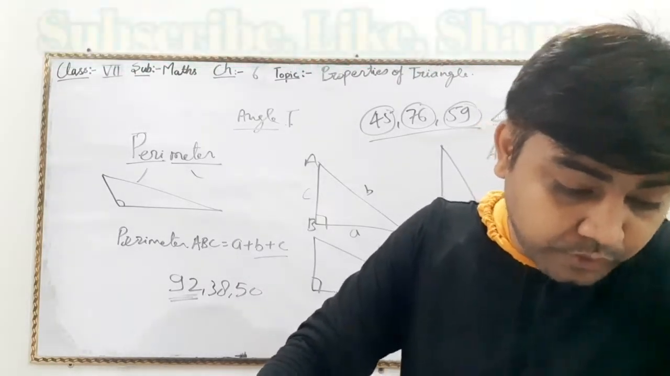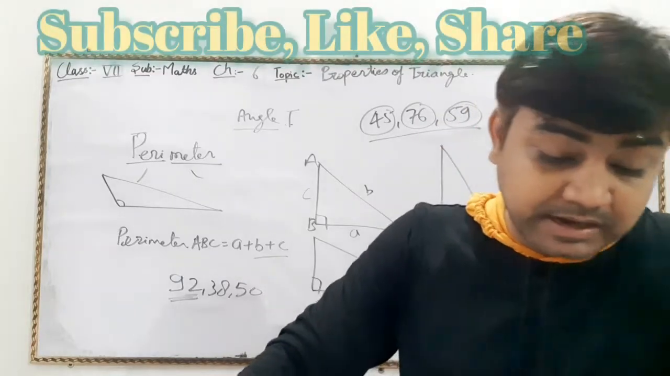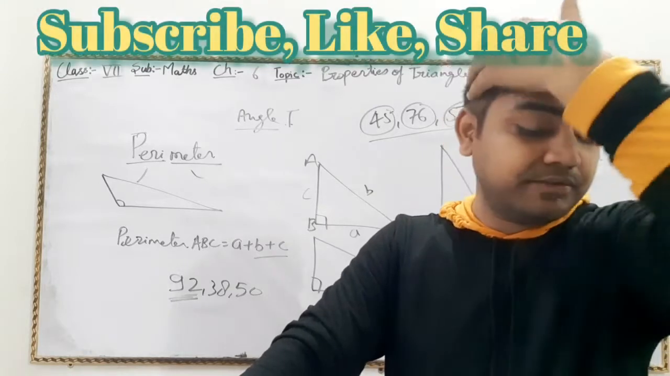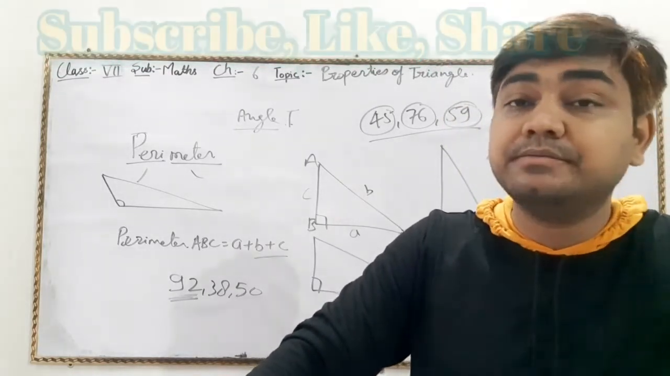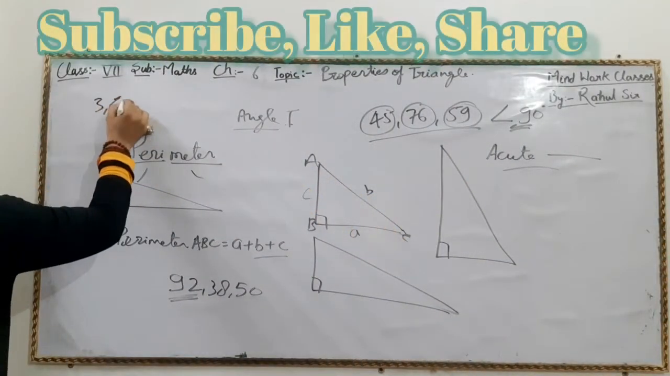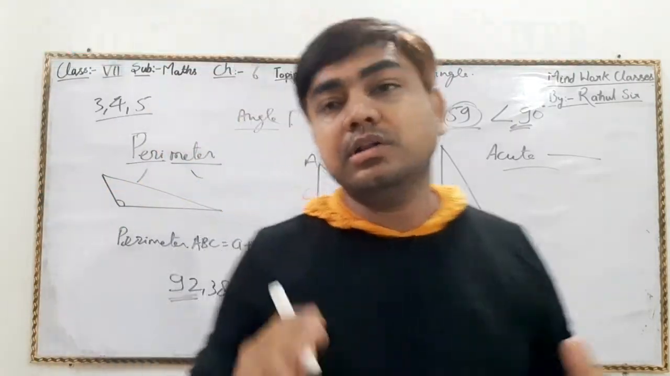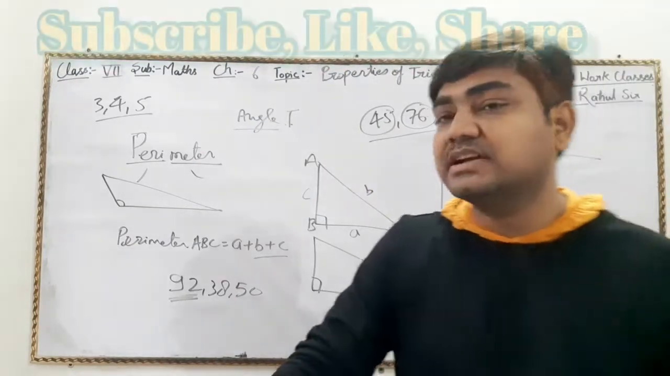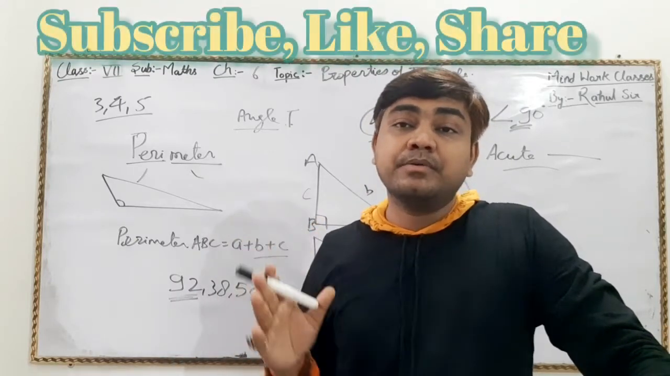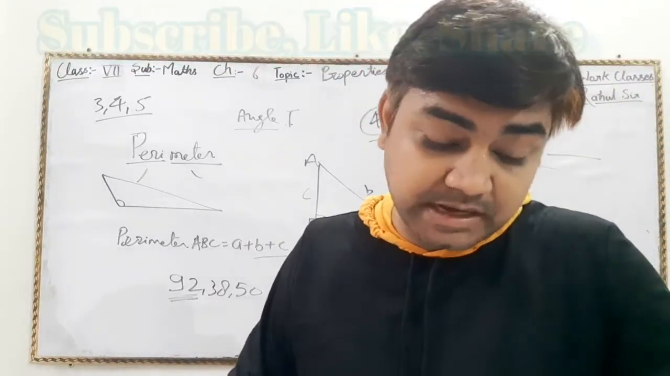Similarly, come to question number 4. The measures of three sides of different triangles are given. Classify them as equilateral, isosceles and scalene. Look at the first question, 3 centimeter, 4 centimeter and 5 centimeter. These three sides are all different. So which type of triangle is this? Scalene triangle.